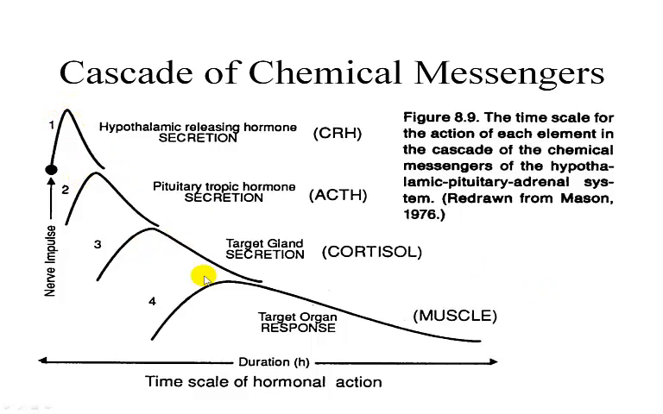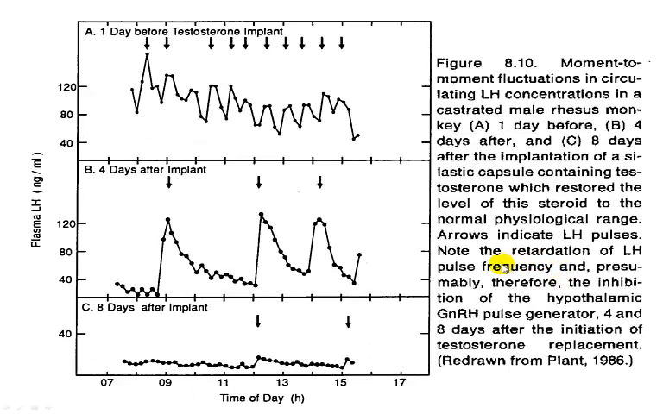But most importantly, we think of this temporal scale and what contributes to the rising phase, plateau, amplitude, and falling phase, and overall duration from origin to peak, and the duration from peak to return to baseline levels. Okay, so now let's take a look at an example, figure 8.10, moment-to-moment fluctuations in circulating LH concentrations, again LH, but in a castrated male rhesus monkey.